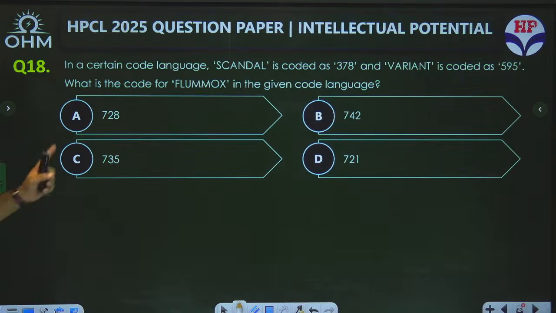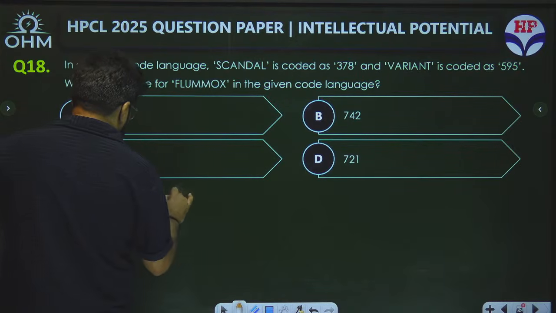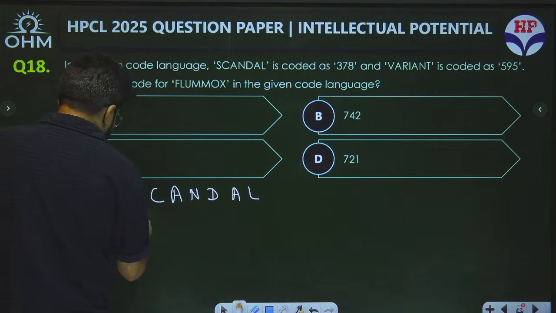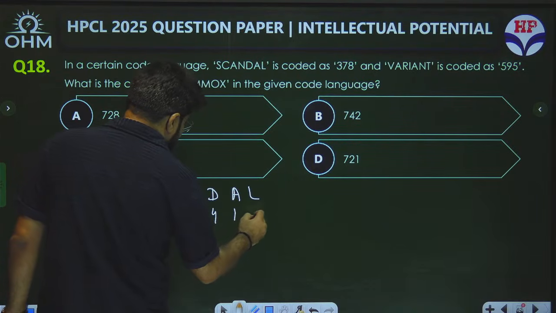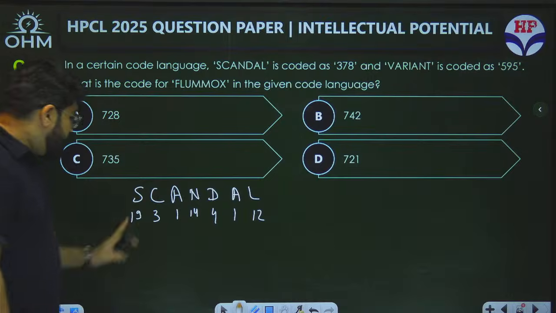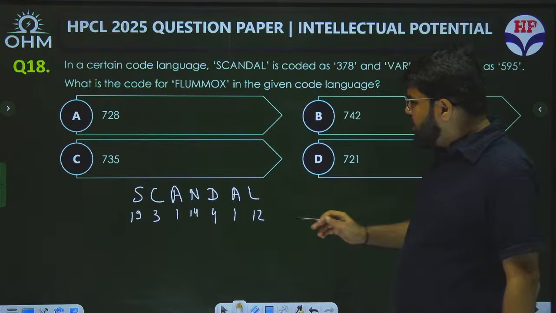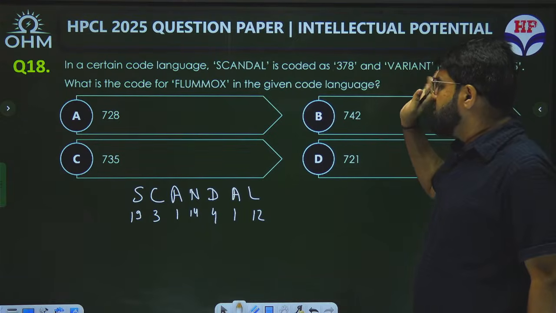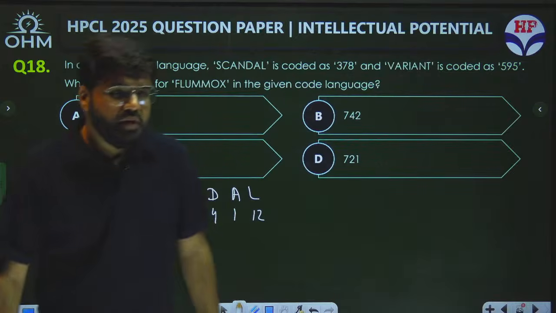If Scandal is coded as a number, first I should clearly write the number of each letter. For Scandal, S is 19, C is 3, A is 1, N is 14, D is 4, A is 1, and L is 12. Clearly, if I add them, 378 will not build up. Sometimes they give addition of all letters, sometimes multiplication. But if I multiply, 19 times 3 is 57, and 57 times 14 is going to cross this number. 57 times 10 itself is 570. So it is not product.